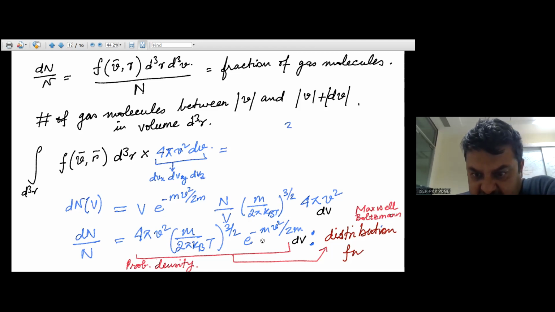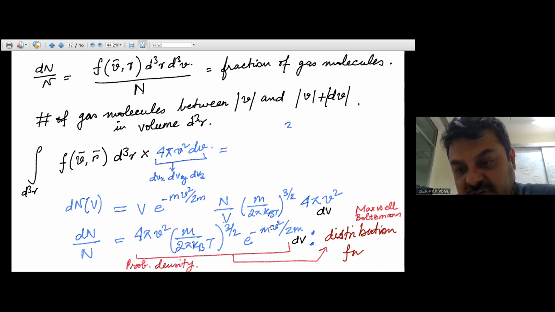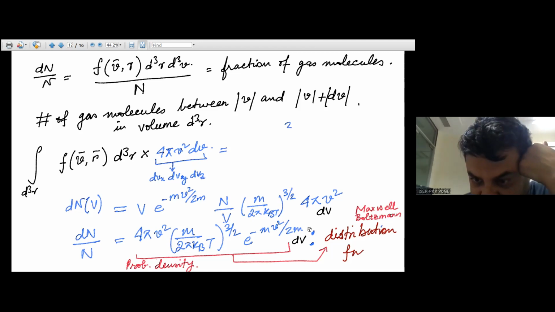e to the power minus mv square by, so there should be a beta here, I don't know why I have written 2m here. So this should be beta mv square by 2, or mv square by 2 kBT. I'm sorry for this mistake, and dv.